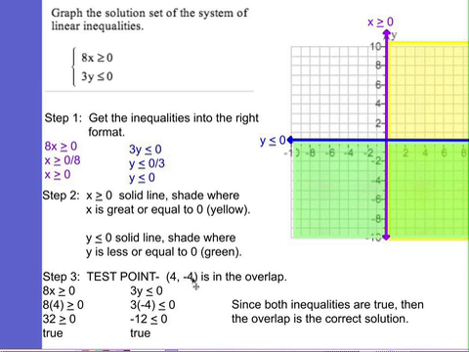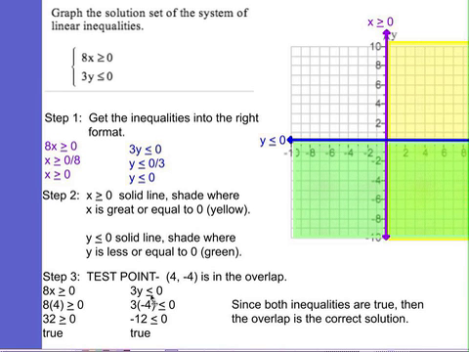Since I picked 4, -4, I'm going to plug it into both of the original equations. I always go back to the original ones. So if 8x is greater than or equal to 0, 8 times 4 is greater than or equal to 0. 32 is greater than or equal to 0. That is true.